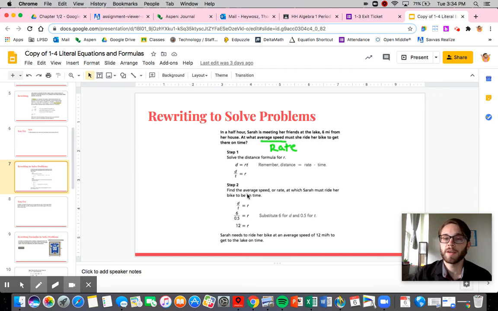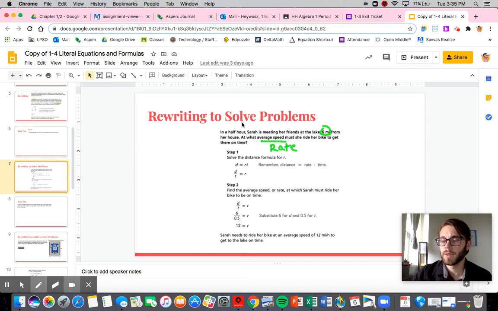So find the average speed or rate at which Sarah must ride her bike on time. We're given a distance of 6 miles, and we're also given that it is half an hour. Does it give us what we want the speed in? It doesn't give us the speed, but typically speed would be in miles per hour. So it's usually good to leave this as half an hour or 0.5 hours.